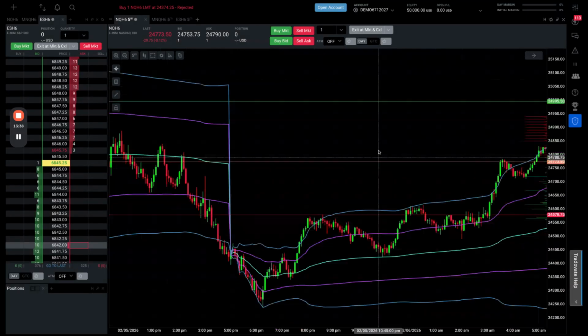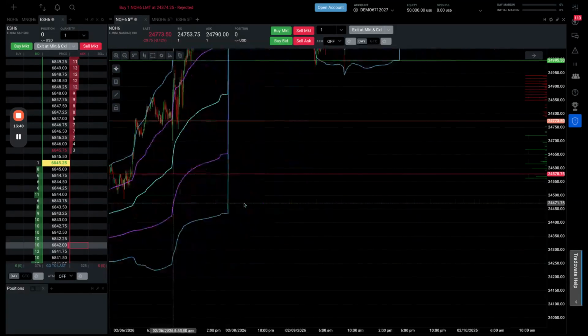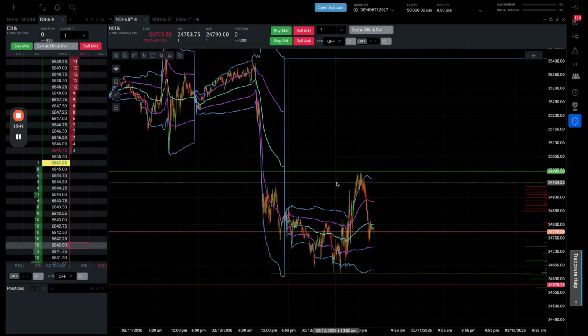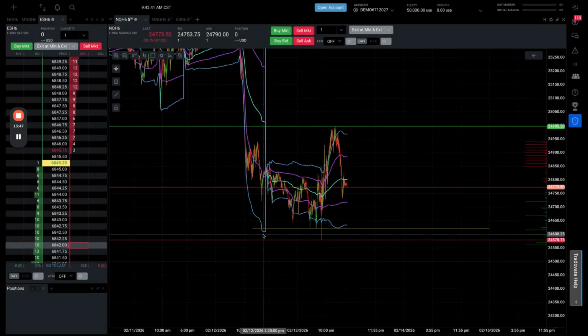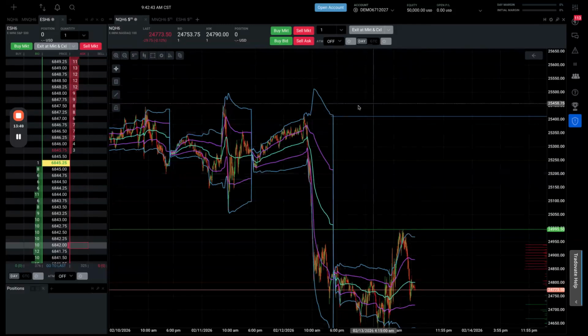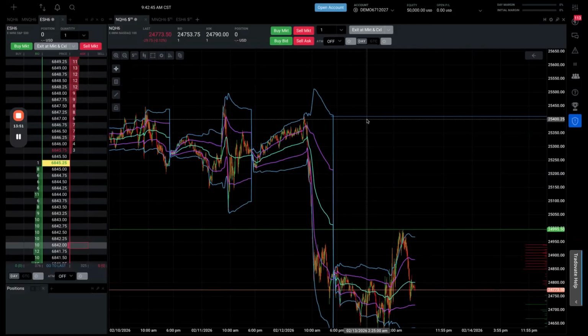Order rejected. But anyways, that's probably a little bit too much detail. The main thing you just want to worry about right now is, 1, when you get to the lower or the upper bands. Upper bands, we do red lines.